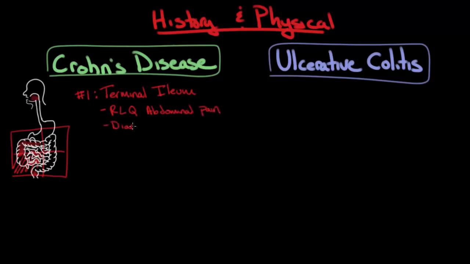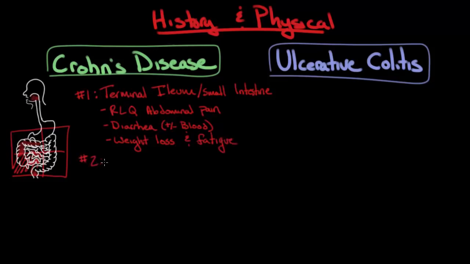And inflammation in this area may also result in diarrhea that may or may not be bloody. Now, other parts of the small intestine may also be involved. And if enough of the small intestine is involved, which is the location where our nutrients are absorbed from the GI tract primarily, you can get malabsorption, which can result in poor nutrition. So this can cause weight loss and fatigue.